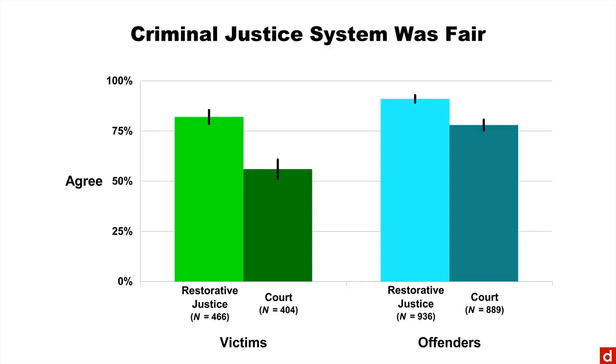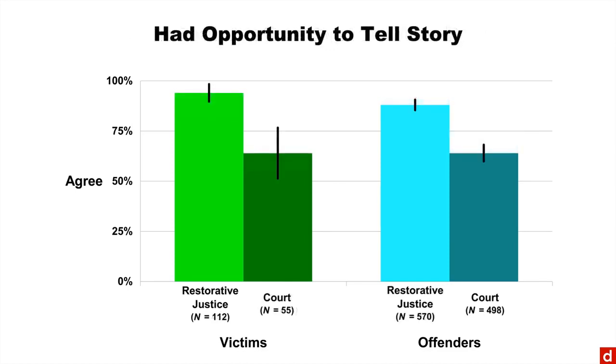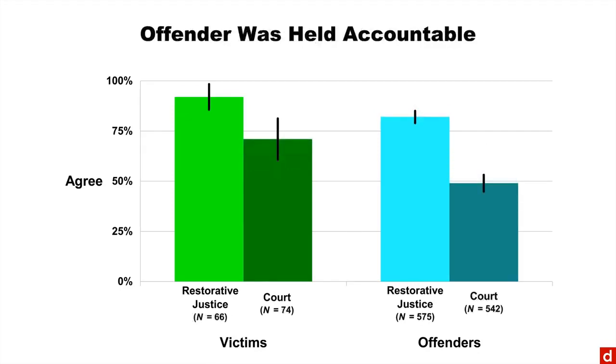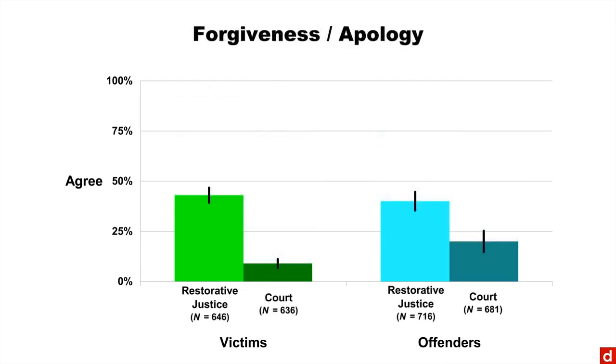Anyhow, it's really easy to see that in both cases, the restorative justice bar is higher. People were more likely to say it was fair. They also felt that they had an opportunity to tell their story. That's one reason they might think it's fair. They also felt the offender was held accountable more often. In fact, if you go to court on the offenders, that line's below 50%, and that's the offenders themselves making the judgment. Then you can go to forgiveness and apologies.